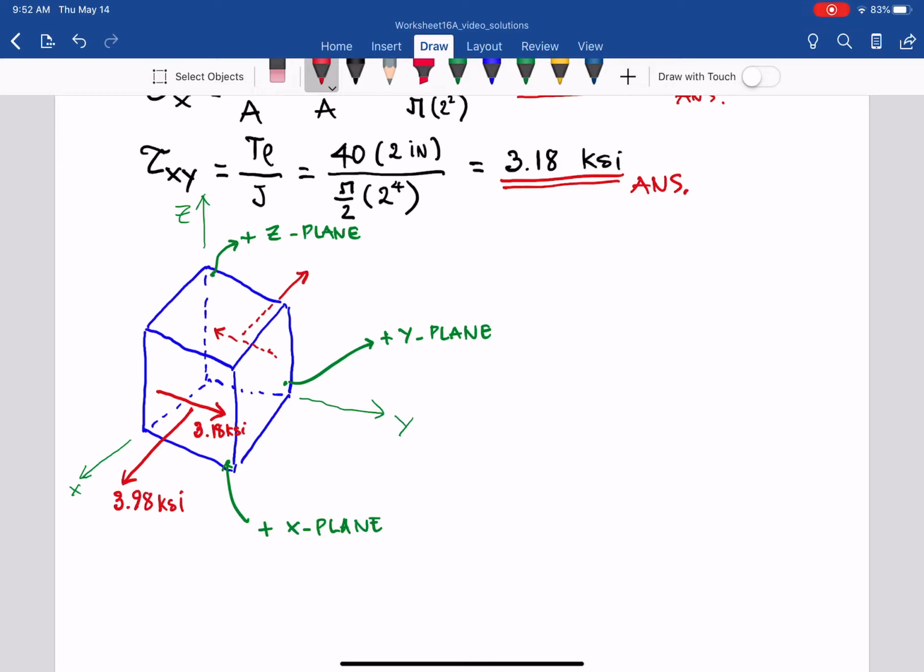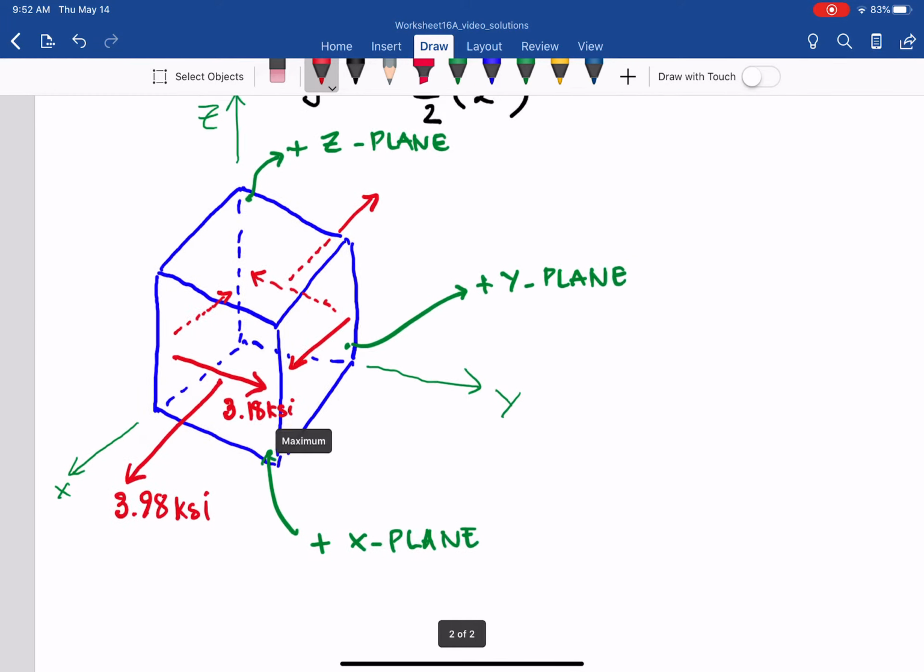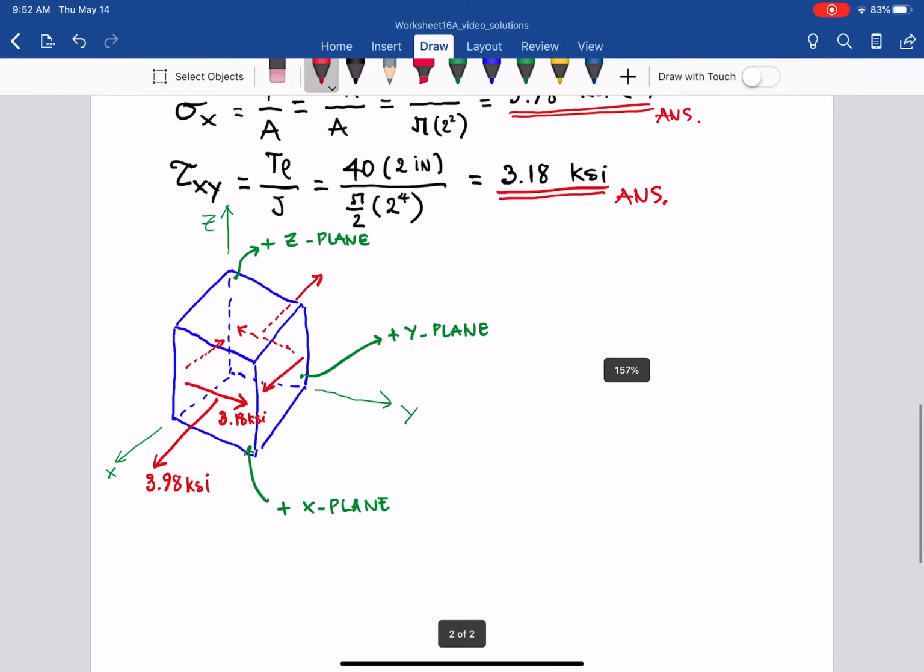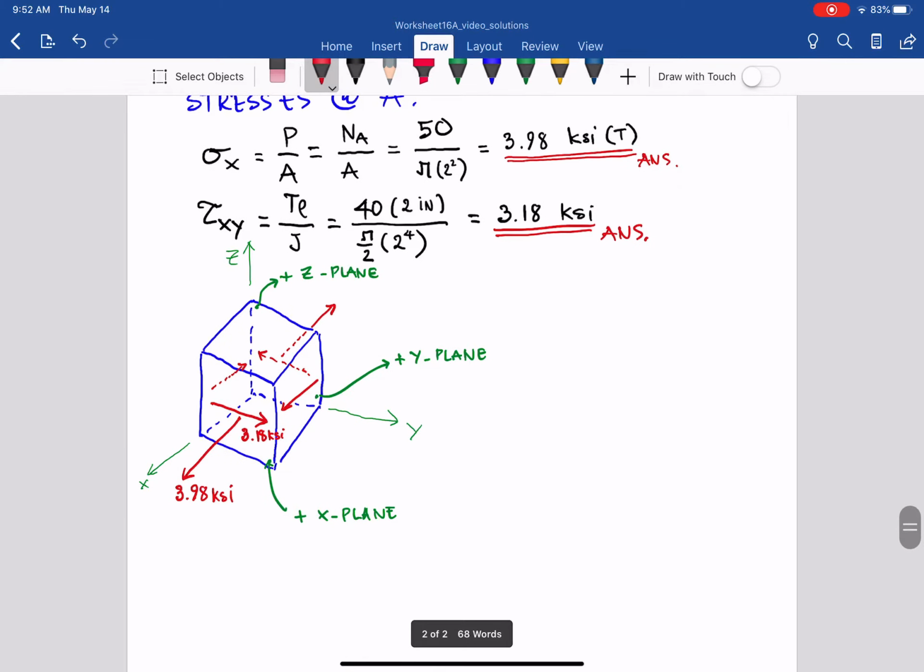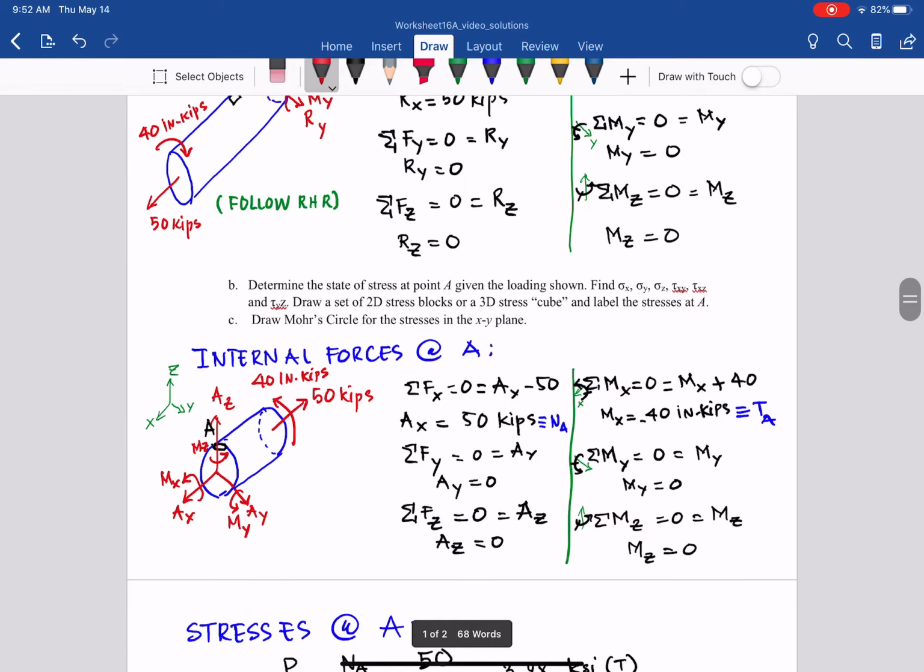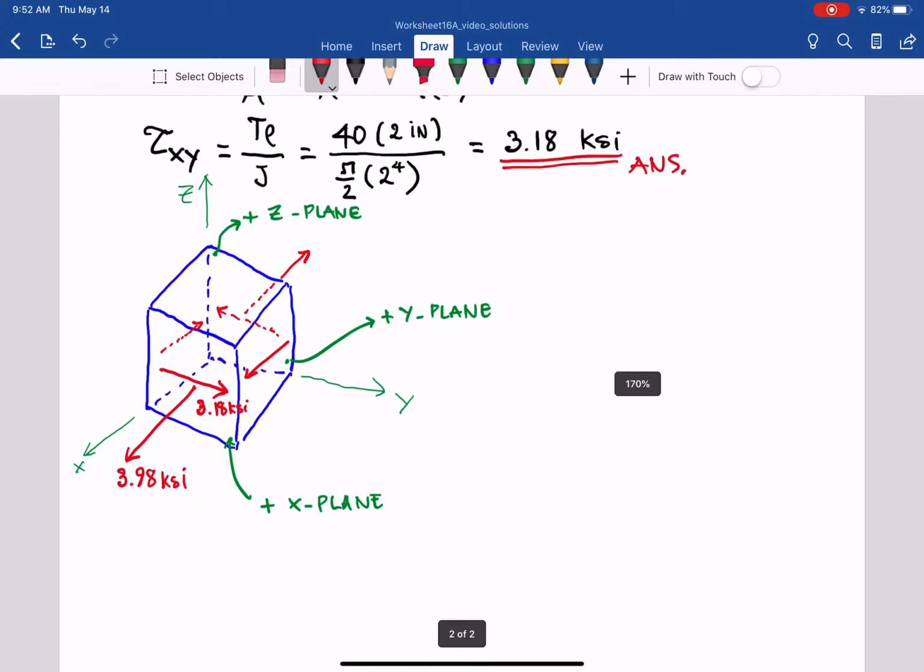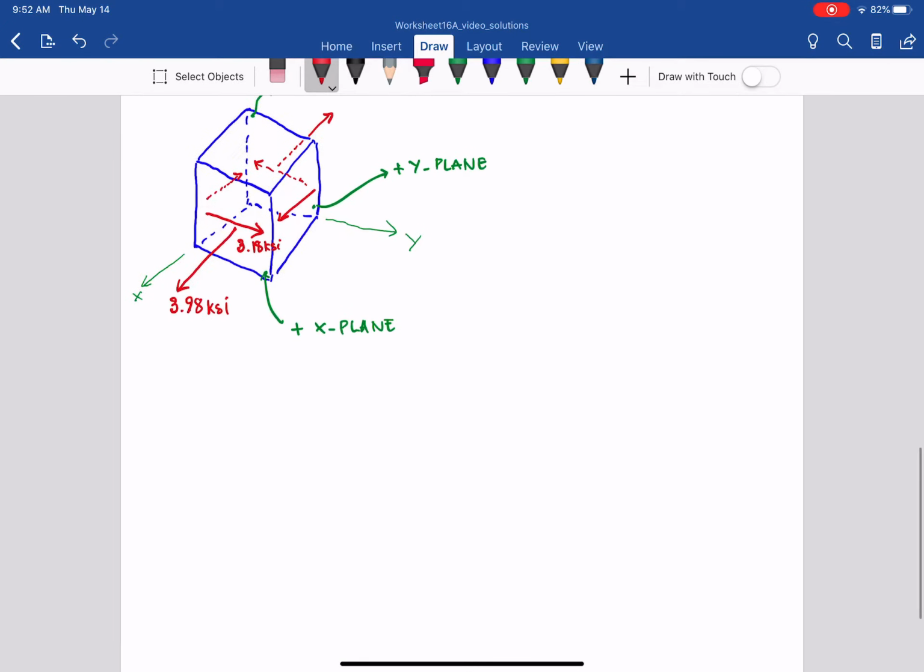And of course, on the y plane, it's also tau yx. So that is also the same. And then we have the other negative y plane, also tau yx. So all of that we already did for the cube, right? So that one we consider is the 3D stress cube. Let's write down here 3D stress cube.